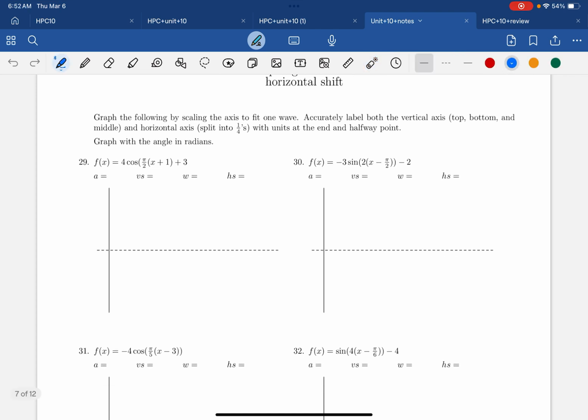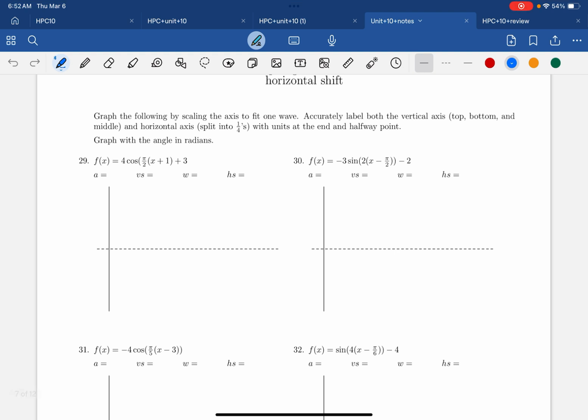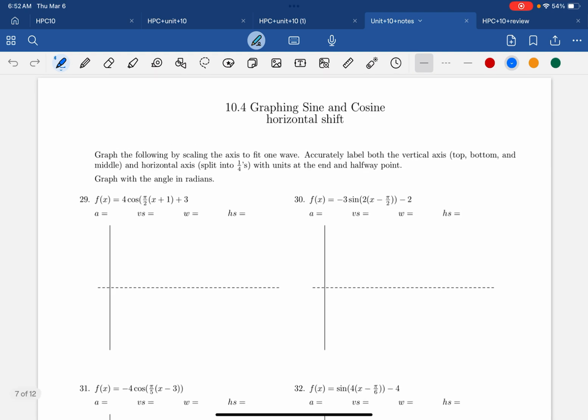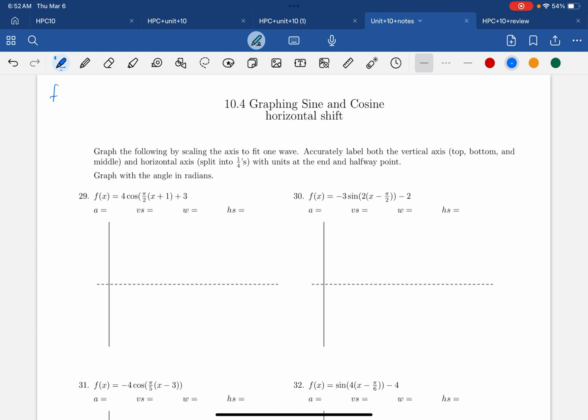We'll do the very first one. So this one's in radians. Let's just write down something real quick here. In the function, f of x equals a cosine, then in parentheses, b times (x minus c), and then we'll say plus d. There we go: a, b, c, d.